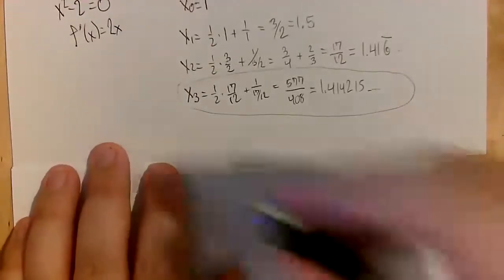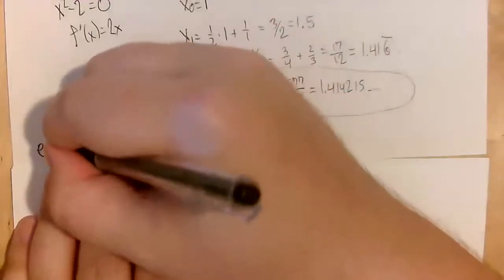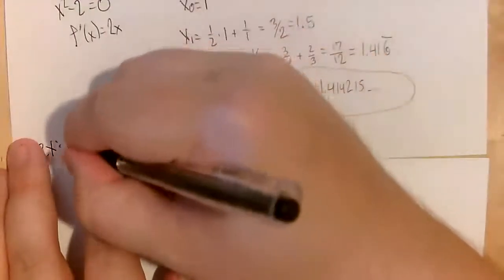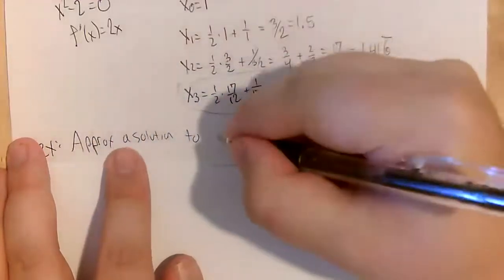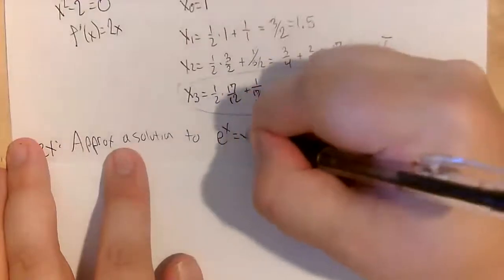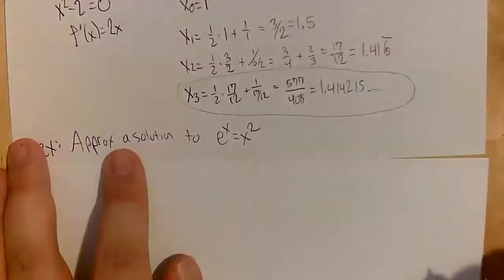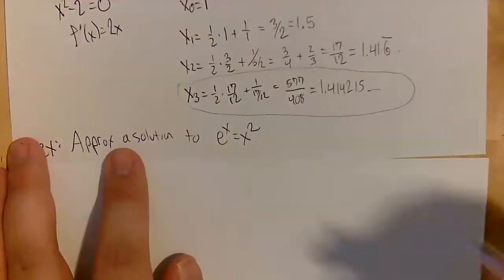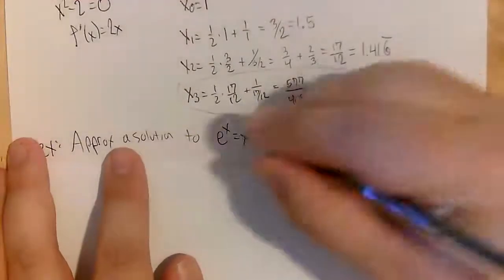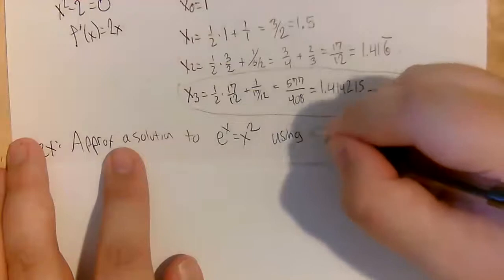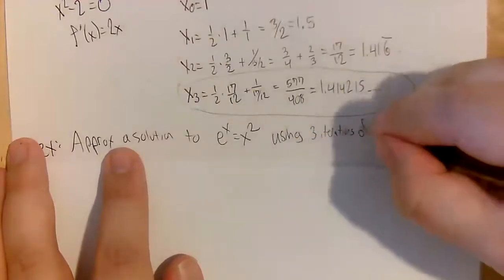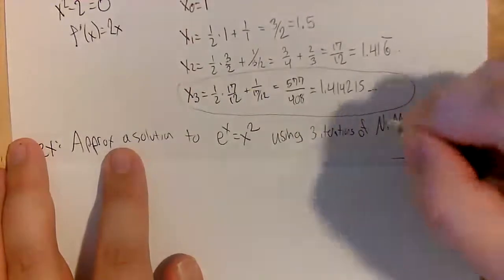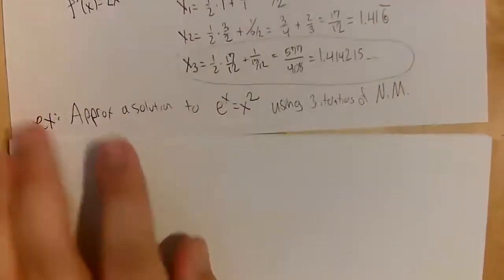All right, our next example will be addressing the other problem I posed in the beginning. I want to approximate a solution to the equation e to the x equals x squared. All right, so I want to find an approximate solution to this. And I guess 3 iterations work for this problem, so I guess I'll use 3 iterations of Newton's method for this problem as well.